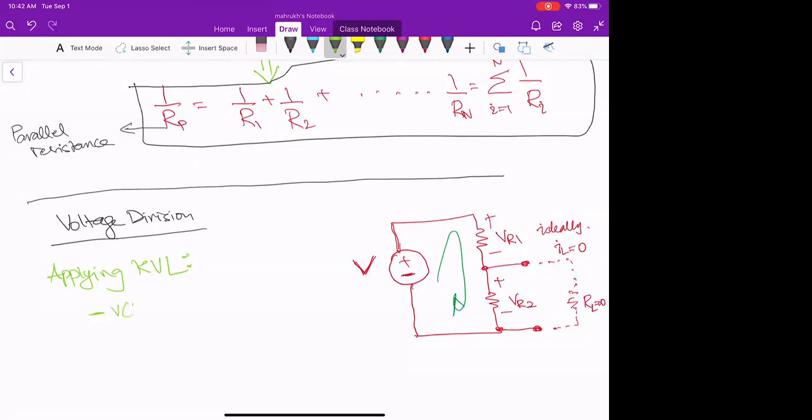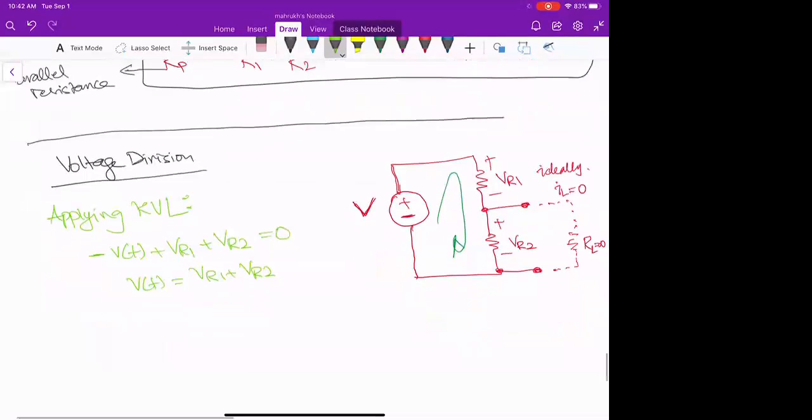Minus V of t plus VR1 plus VR2 is equal to 0. V of t is equal to VR1 plus VR2, right?